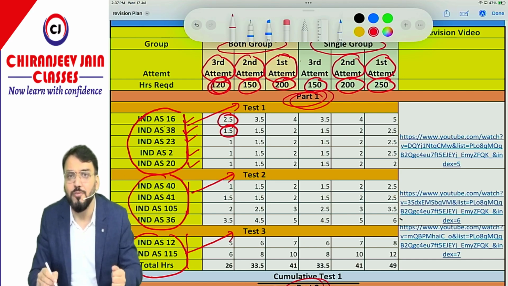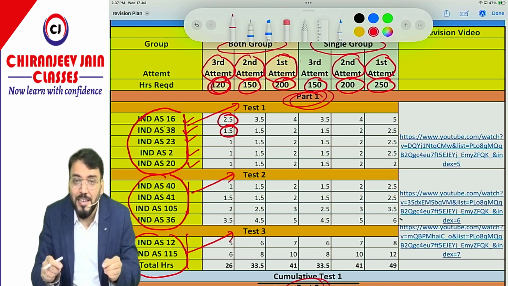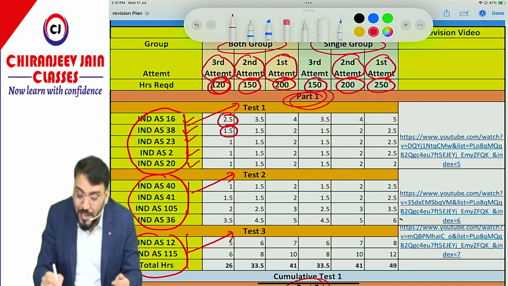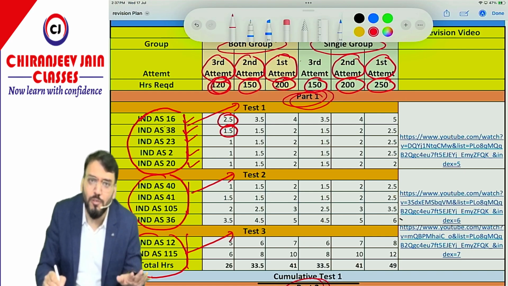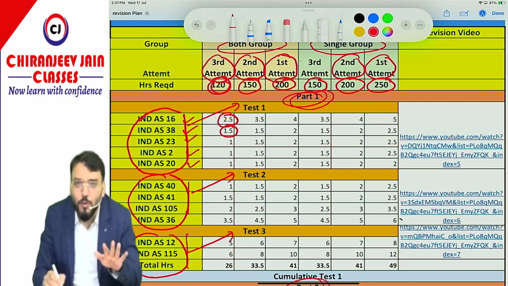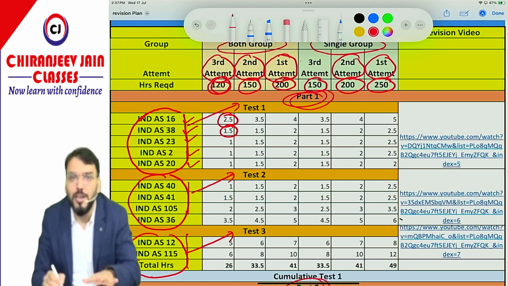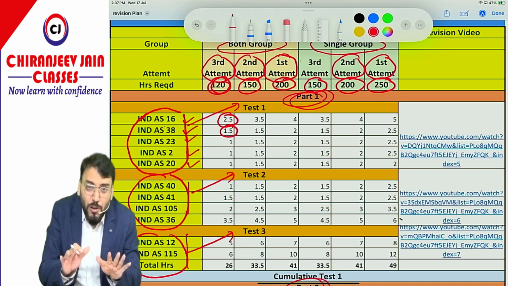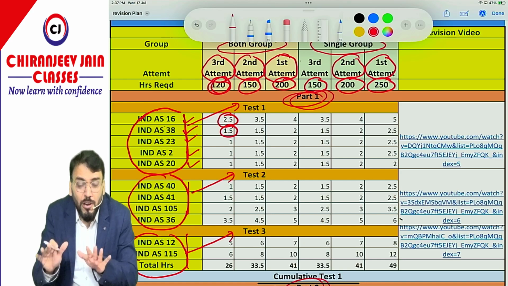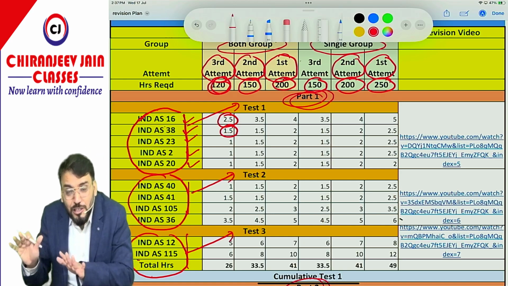So what about the revision video? Don't worry, I have also attached the link of the revision video. This video was actually applicable for the May 2024 attempt. The same video will be applicable for the November 2024 attempt, as there are no changes. Correct? It is already recorded, but you are not supposed to waste your time. You are not supposed to wait for a new revision video.